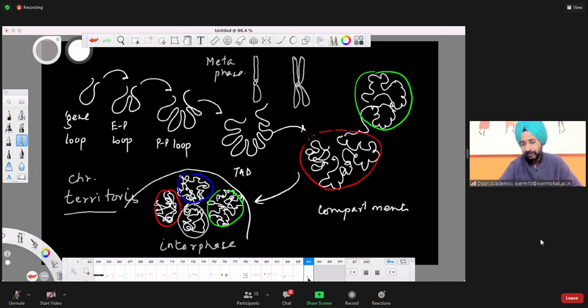5C is the carbon copy of 3C. I will upload the paper. It's not very difficult to understand. It's just that if I start talking about every technique, no matter how popular or unpopular, it's not good in the interest of time. So we need to move on with the development also. The genomic imprinting and development I need to teach, and then Shravan will take over for diseases as well as the DNA repair part.